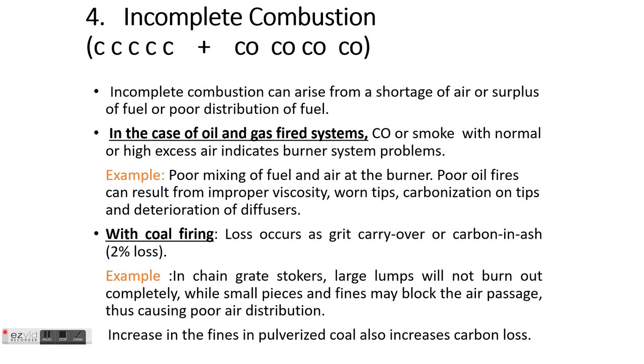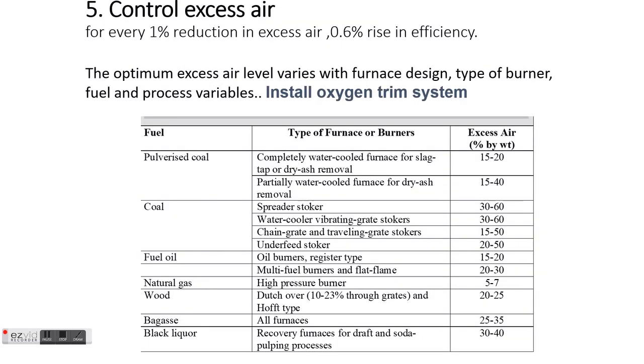It occurs as grit carry-over or carbon in ash and may amount to more than 2% of the heat supplied to the boiler. Non-uniform fuel size could be one of the reasons for incomplete combustion. In chain-grate stokers, large lumps will not burn out completely, while small pieces and fines may block the air passage, thus causing poor air distribution. In spreader stokers, grate condition, fuel distributors, windbox air regulation and overfire systems can affect carbon loss. An increase in the fines in pulverized coal also increases carbon loss.